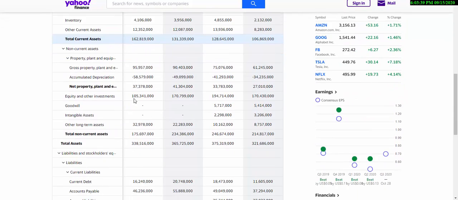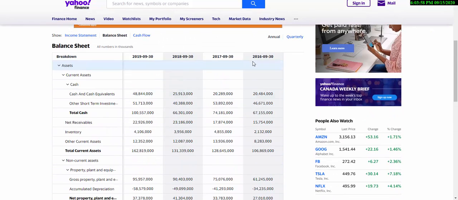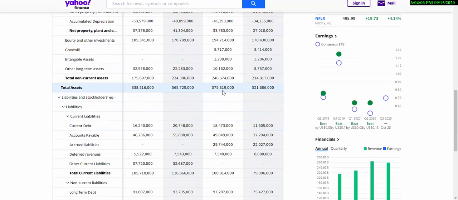We have to see how much assets, what is the amount of assets this company has. So in the case of Apple, it has 338 billion 516 million. We can notice here we have data from 2016 until 2019. It is important to notice that we should want a company that has been increasing its amount of value over time, in this case assets. But it's not the case for Apple.